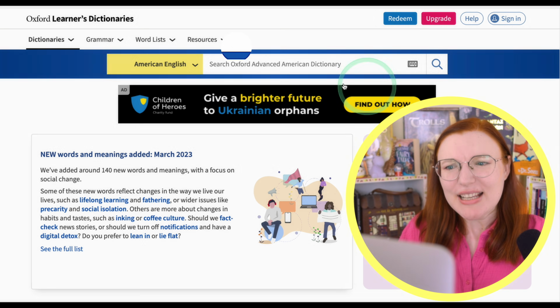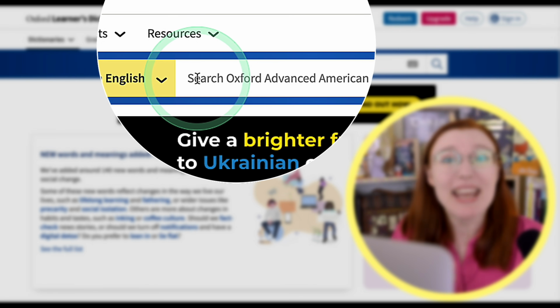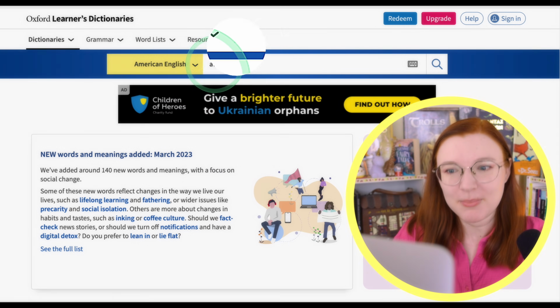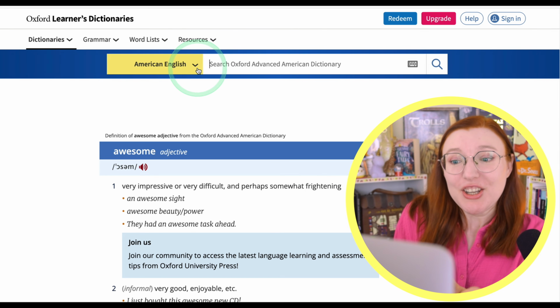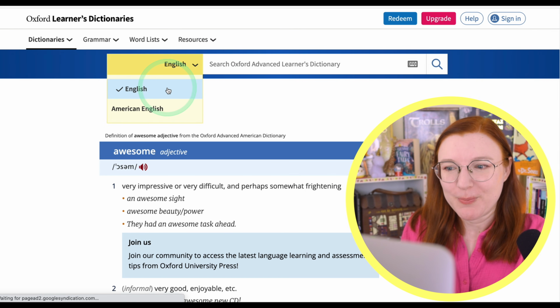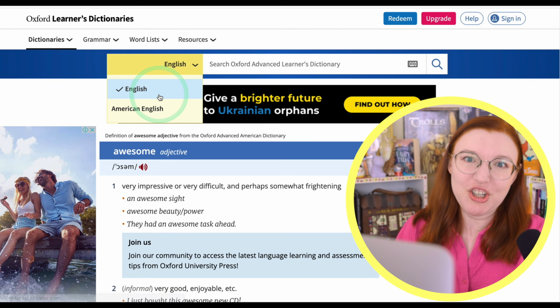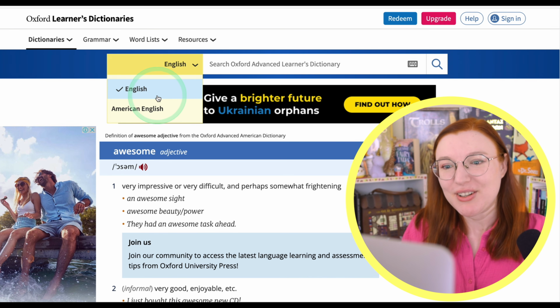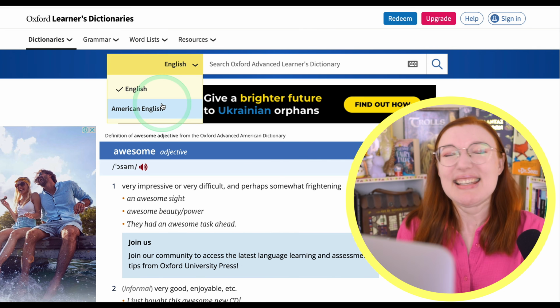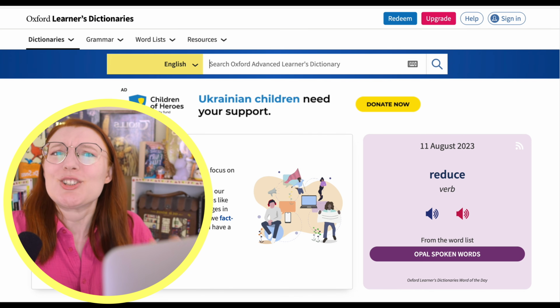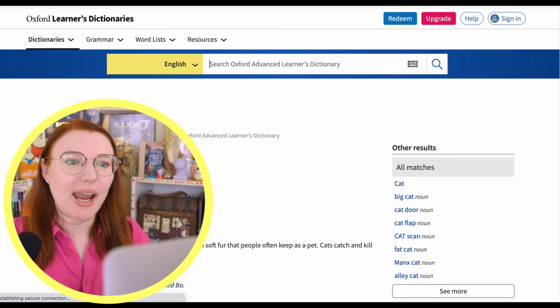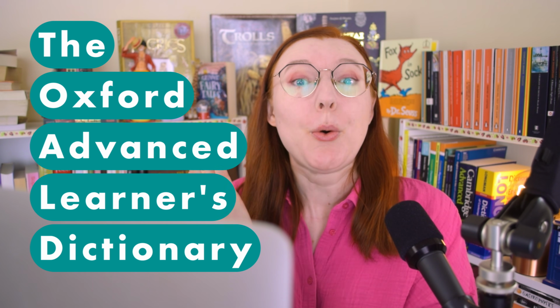This search bar is the most important thing in the whole dictionary. Type a word, and the dictionary will find it for you. You can choose between British English and American English. Most of the time, it doesn't matter. Let's search for a word, a noun like a cat. Before we start, instead of saying the Oxford Advanced Learners Dictionary all the time, I'm gonna use Oxford.